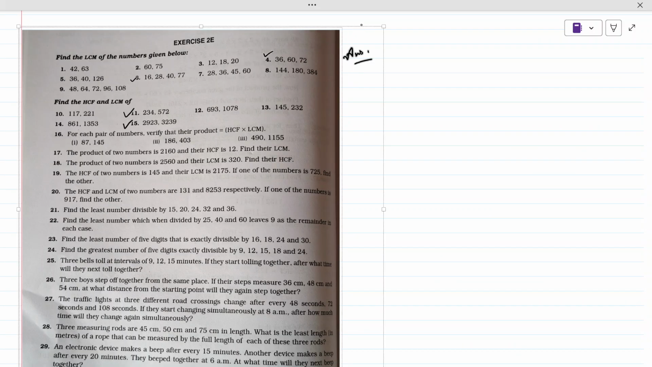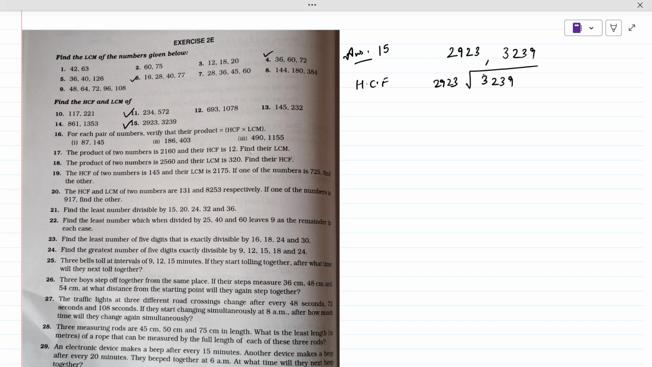Next we have answer number 15, 2923 and 3239. So what we are going to do here is, now let's do this by another method. So first of all, we have to do the HCF of 3239 and 2923. So it will be 1 and 2923. 9 minus 3 is 6, 3 minus 2 is 1, 12 minus 9 is 3 here.